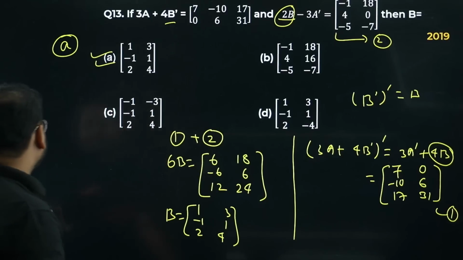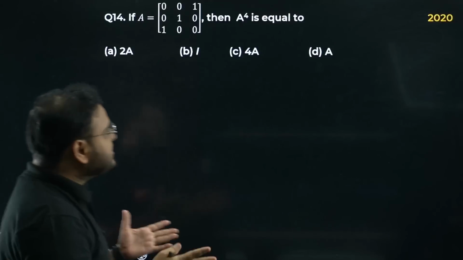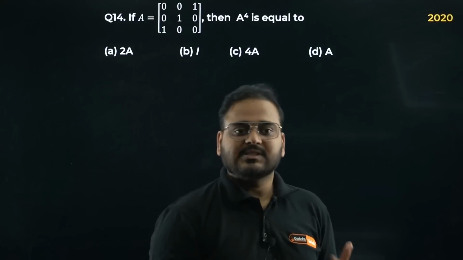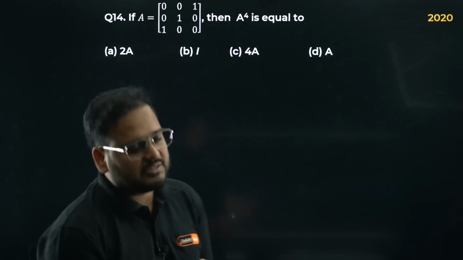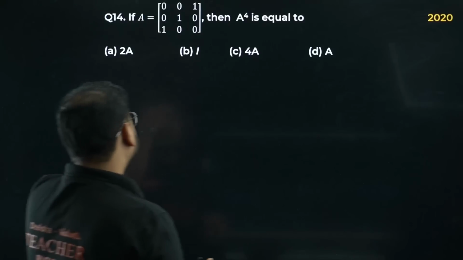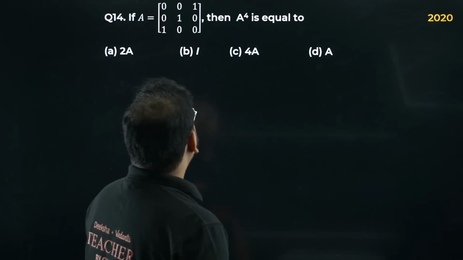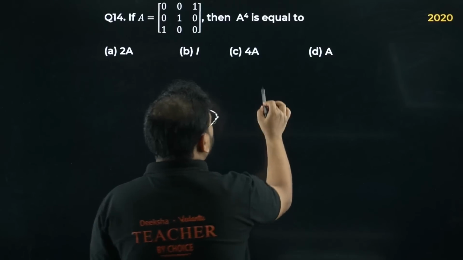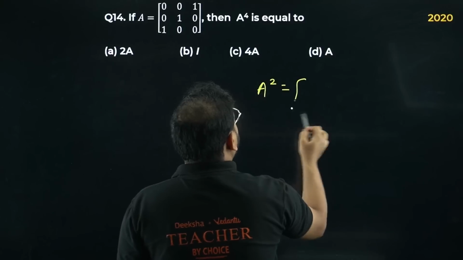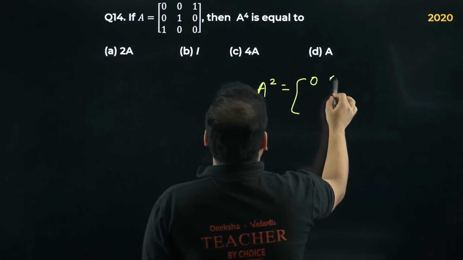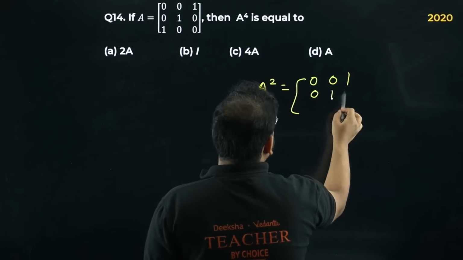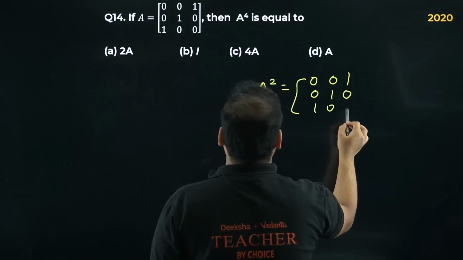So you can see matrix questions are coming and they are relatively easier. Some might be difficult, so we'll have to deal with them as well. 14th question. If A is 0, 0, 1 and 0, 1, 0, very interestingly, if you do A square, right?